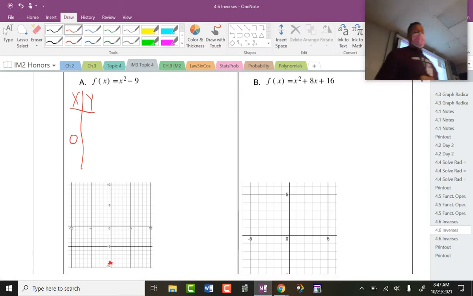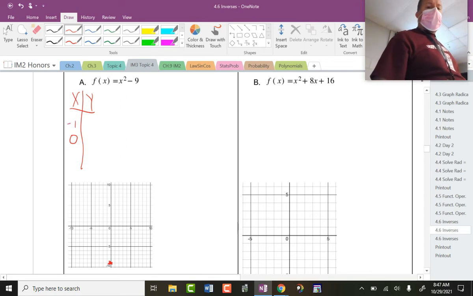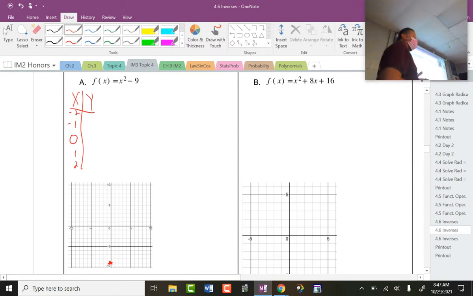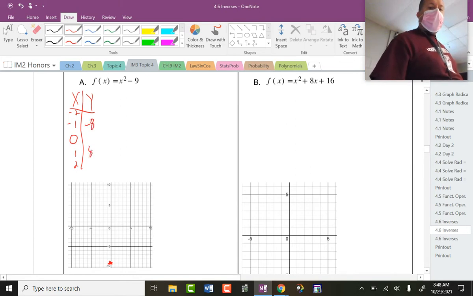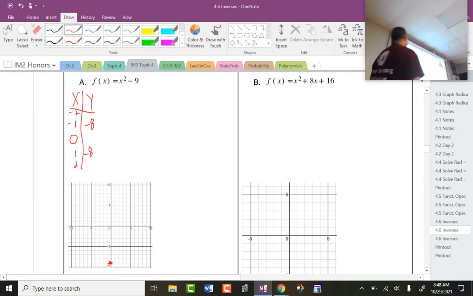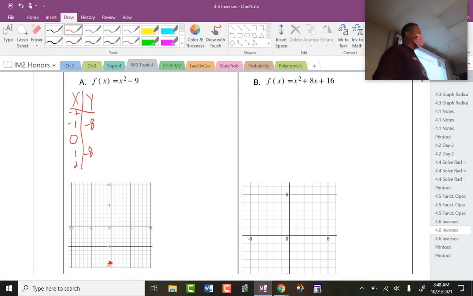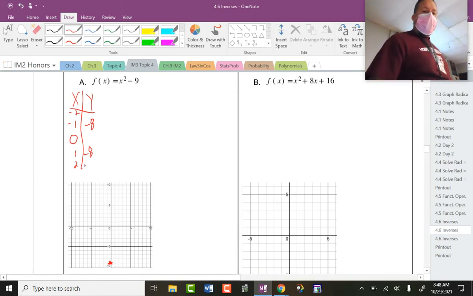And then technically back in chapter 3, we plugged in 1, negative 1, negative 2, 2. I'm going to go ahead and do that right now. Negative 1 squared is 1. 1 minus 9 is negative 8. So negative 1 gives negative 8. And then 2 squared is 4. 4 minus 9 is negative 5. I want to make sure I did that one more time. 2 squared is 4, 4 minus 9. And then 0 was negative 9.